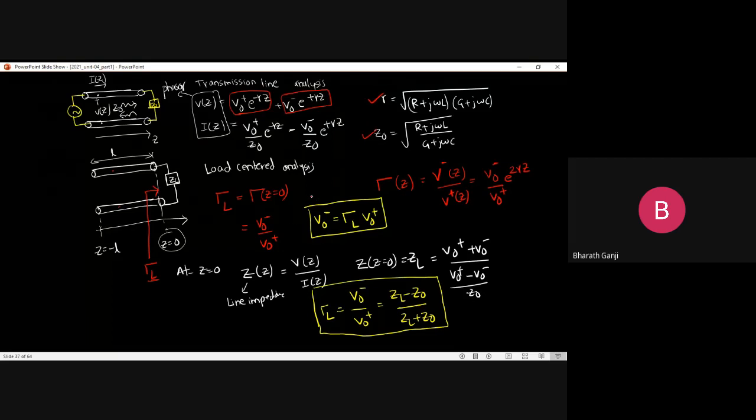you can see that the first thing I got is this: if I know V naught plus, I get V naught minus, and if I know V naught minus, I get V naught plus. I don't have to calculate both. I can just calculate one value and then I can get the other value. And more interestingly, how do you get this tau? Tau is nothing but, if I know the value of the load and the value of the characteristic impedance, I can simply do ZL minus Z naught by ZL plus Z naught and I can get the answer. So if I know the load, I can easily calculate the value of the reflection coefficient tau, and I can easily calculate the relationship between V naught minus and V naught plus.